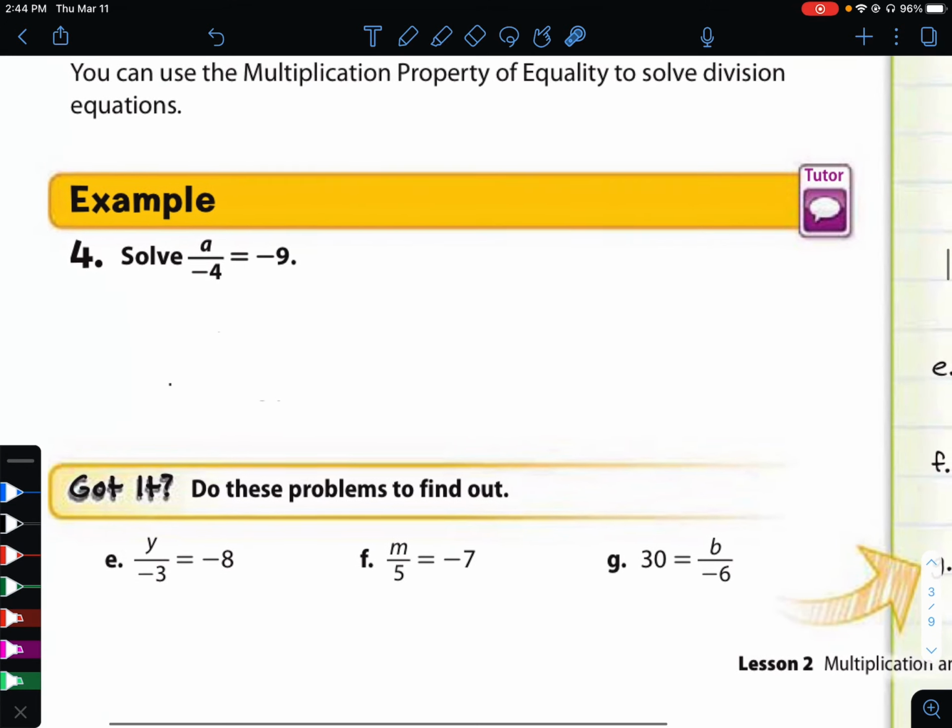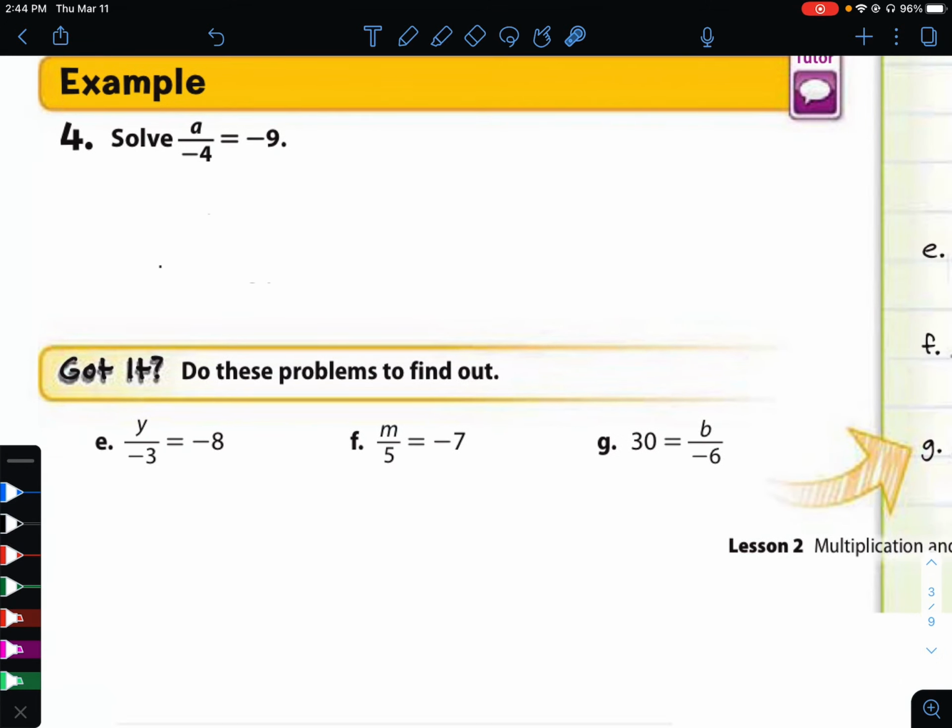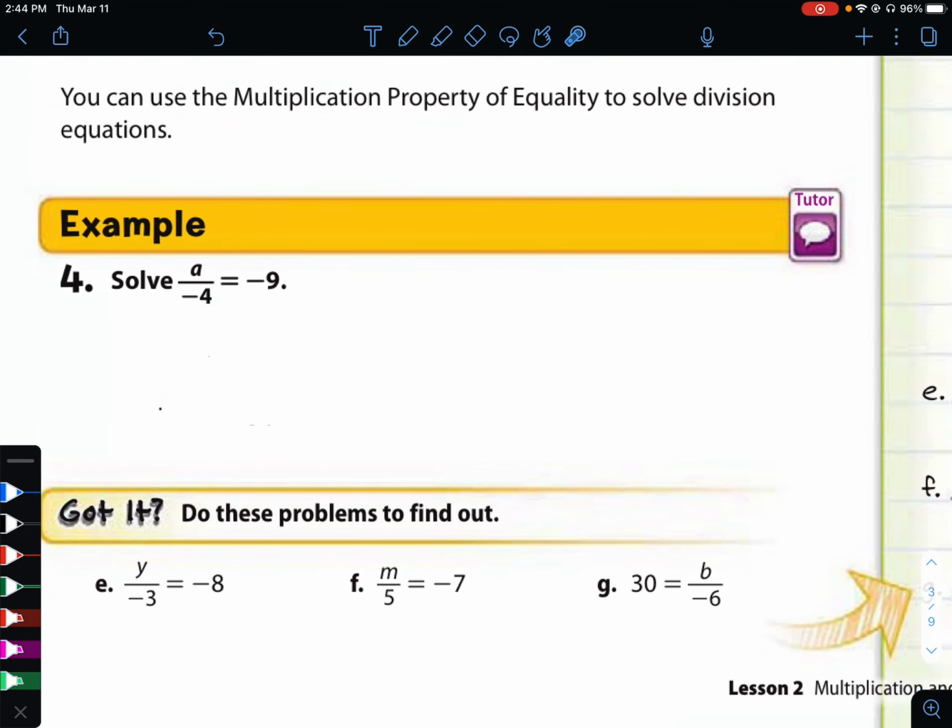We want to solve A over negative 4 equals negative 9. Again, okay? The multiplication property of equality works with division equations. On the contrary, the division property of equality works with multiplication equations. So this is a division equation because we know that A over negative 4 means A divided by negative 4. This is a division equation simply because you have division, an equal sign, and another expression on the right side. So we need to undo negative 4.